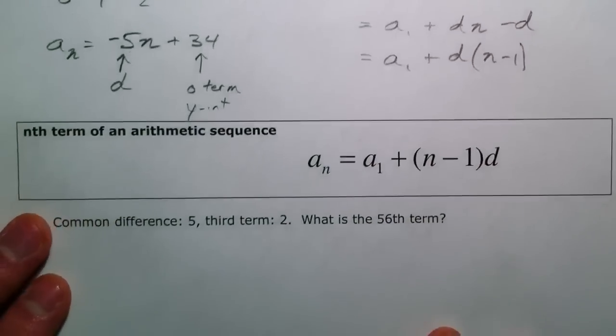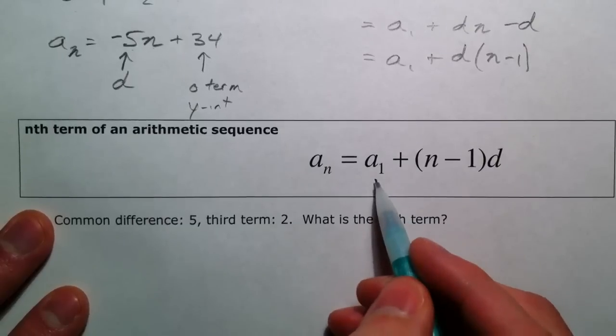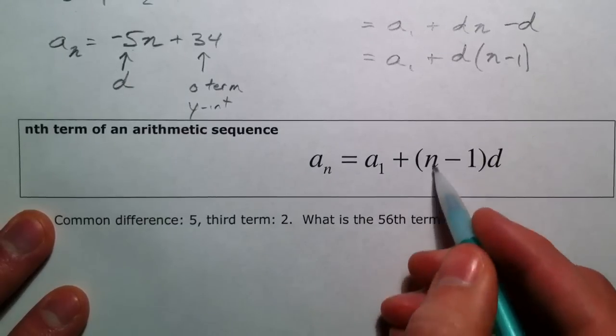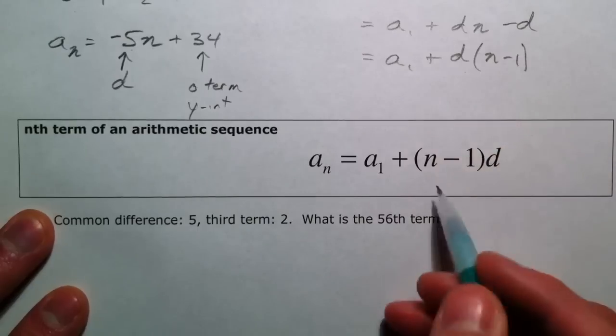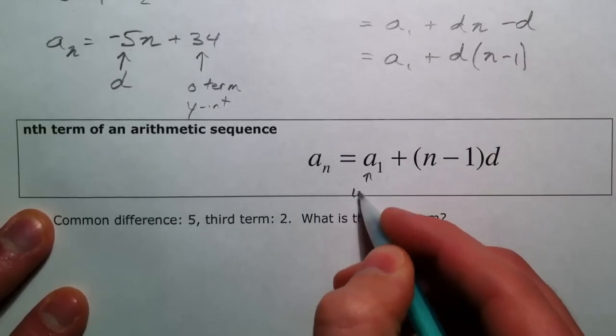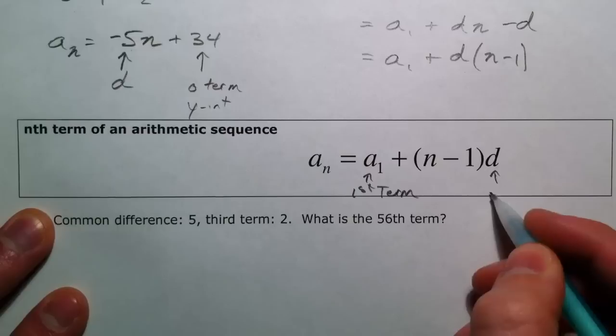So that's what I have down here. The nth term of an arithmetic sequence is always a sub 1 plus n minus 1 times d. And so I just move the d backwards. This is your first term. This is your common difference.